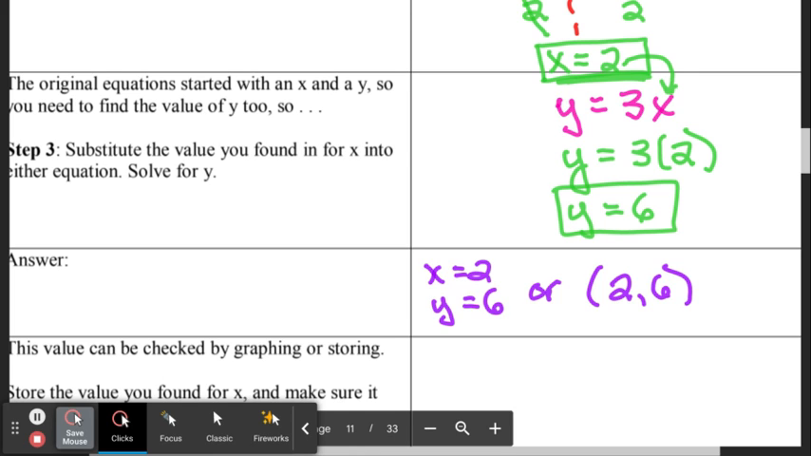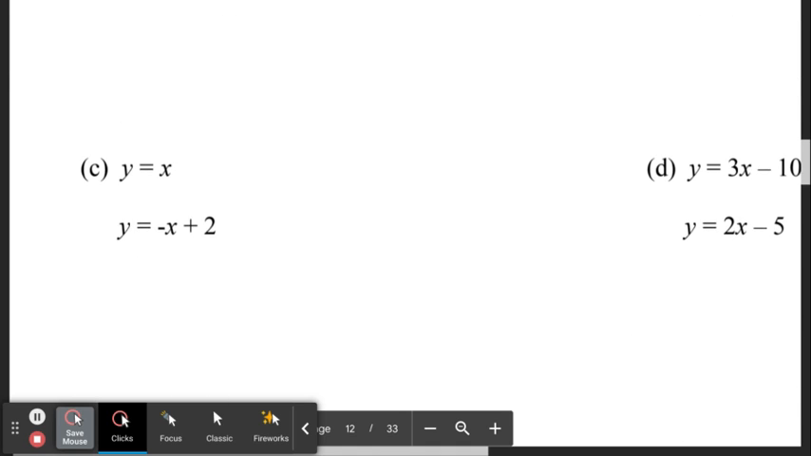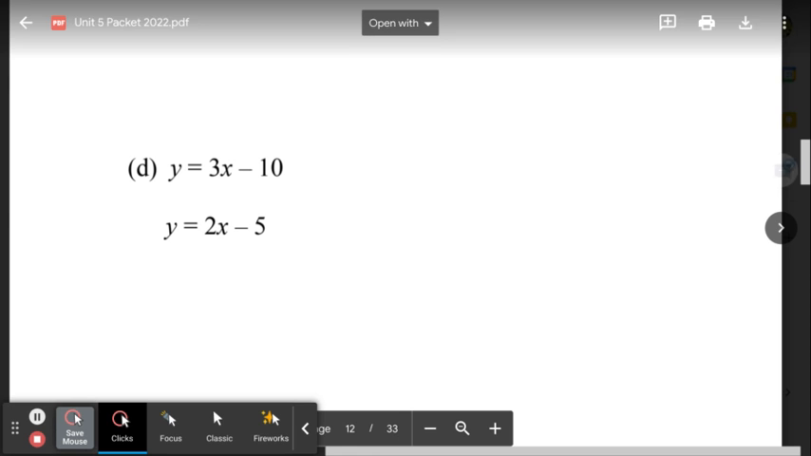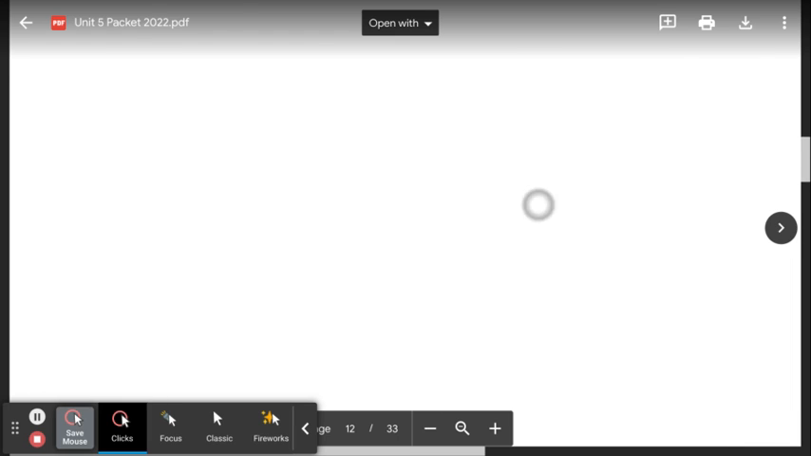Now we're going to go to the next page and practice. So we're going to do 2a together. 2b, I'll get you started and you'll finish it. And then you will finish the rest. Actually, we'll do 2a and 2c. That one always causes people trouble. I don't know why.